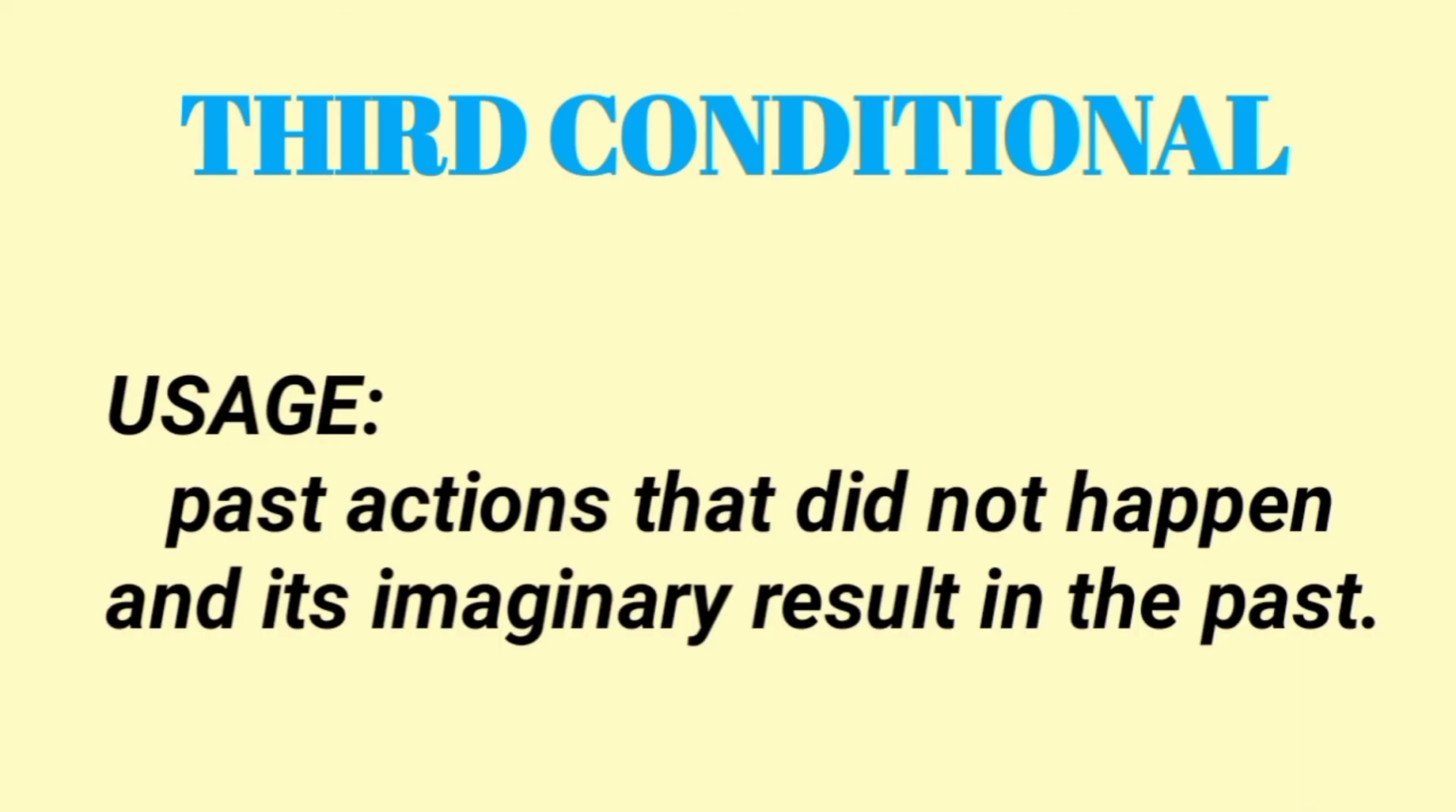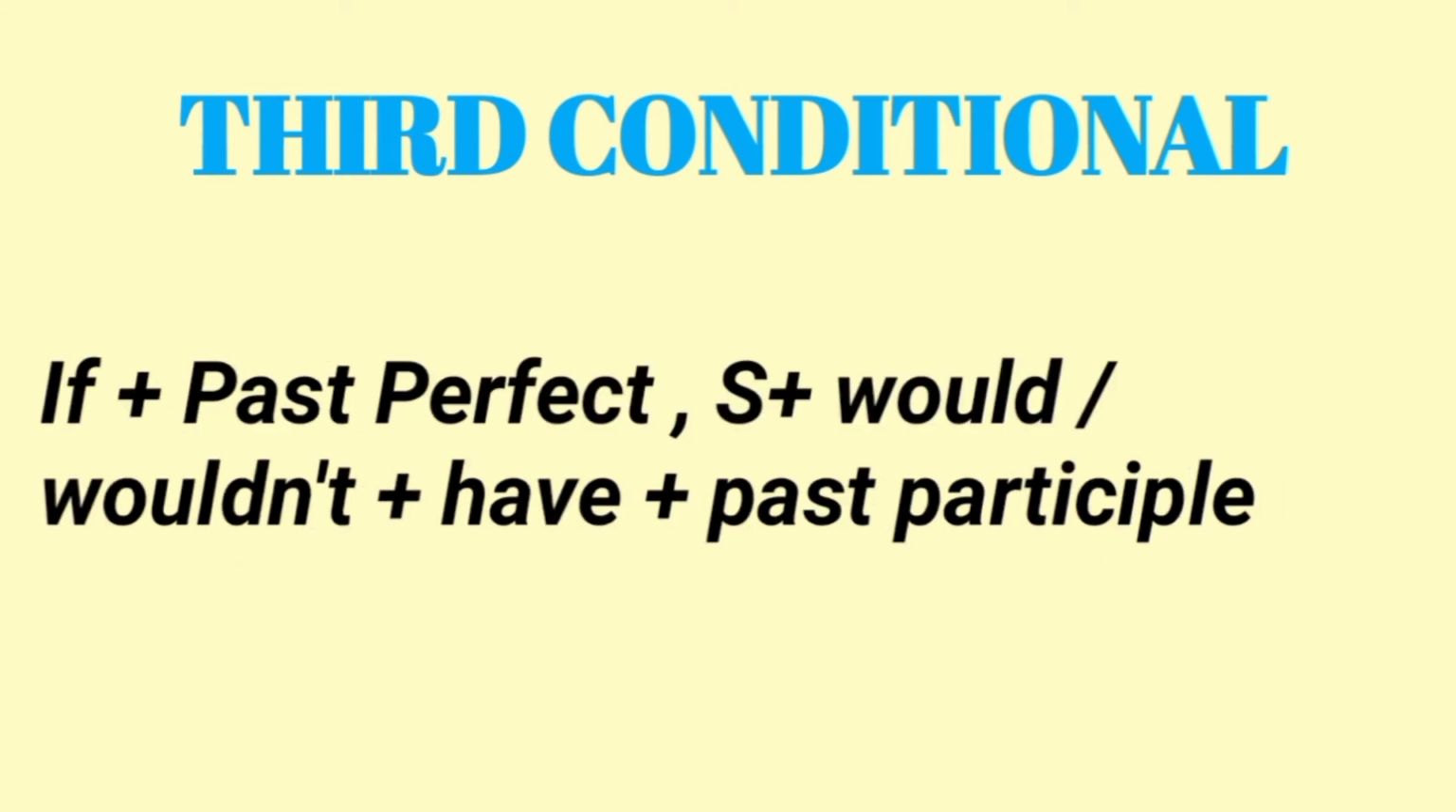Finally, our last conditional is the third conditional. We're talking about a past action that did not happen and its imaginary result in the past, which means something already happened, but we cannot change it. We just imagine the result in the past. Take note: a past action that did not happen, and we're just imagining the result.